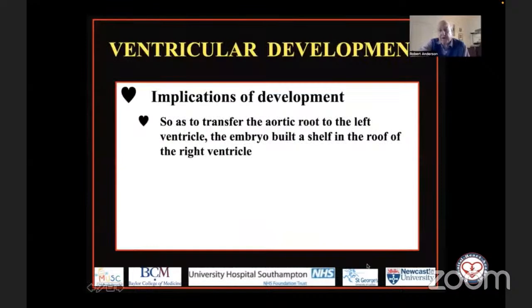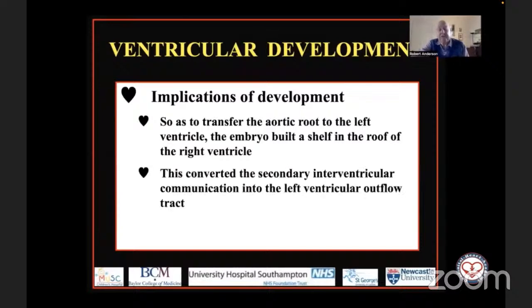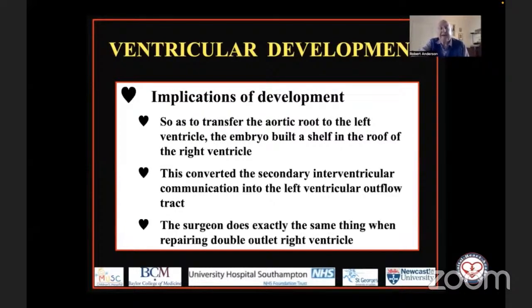But there is one important thing that I would like to emphasize to you that is relevant to our consideration of congenital cardiac malformations. And we're going to move on to that, having finished our accounts of development. What I've shown you is that during transfer of the aortic root to the left ventricle, the embryo built that shelf using the proximal outflow cushions. And in so doing, the secondary communication became the left ventricular outflow tract. That is exactly what the surgeon does when repairing double outlet right ventricle.